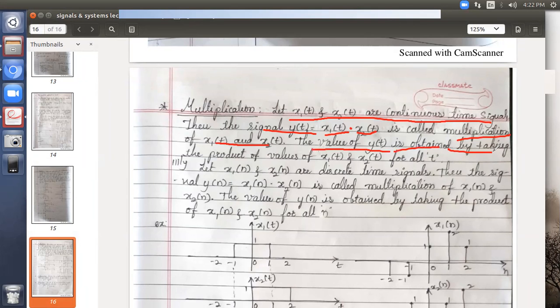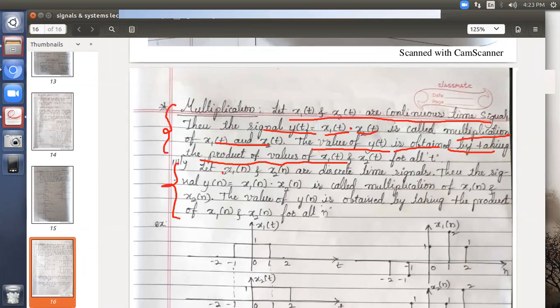It is obtained by taking the product of those amplitude values. We should take the product. In addition and subtraction, we have added and subtracted. Here in multiplication, we should take the product. This is defined for continuous time. Similarly, we can define it for discrete time.